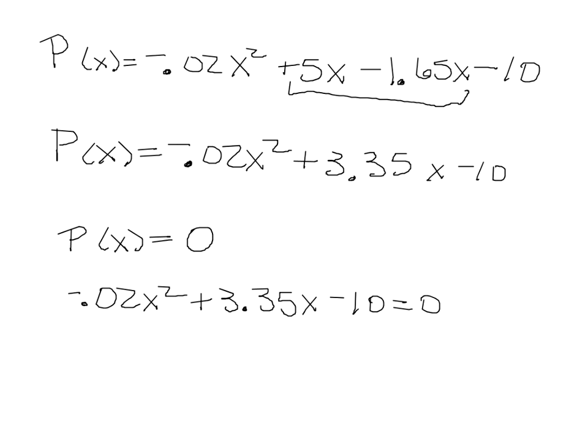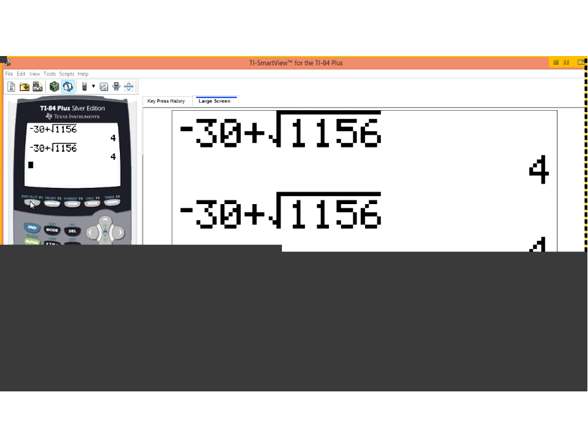Okay, so we take that profit function and set it equal to 0. It's a quadratic equation. Now we could use the quadratic formula, but you know what? Let's use our calculator today on this one. This one's a little bit harder than some of the others that we've seen. Lots of decimals and stuff. So we're going to go to our graphing screen and plug in our profit function.